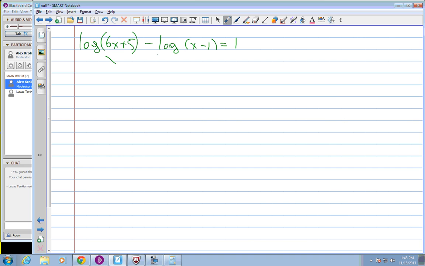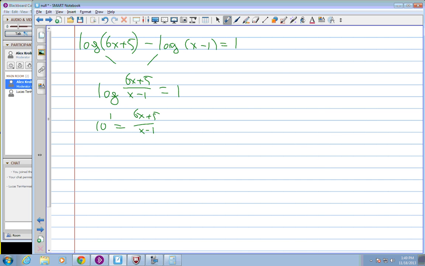Yeah, so this turns into division. Log of 6x plus 5 over x minus 1 equals 1. Right? So now what? No, the other way around. 10 to the first power. Yeah, so this is base 10. So it's the base to that power equals what's on the inside. So it's the base 10 to that power equals 6x plus 5 over x minus 1. Yeah, exponential form. That's the easiest way to do it.